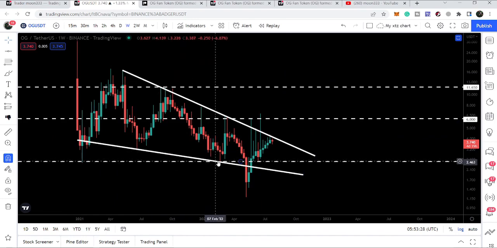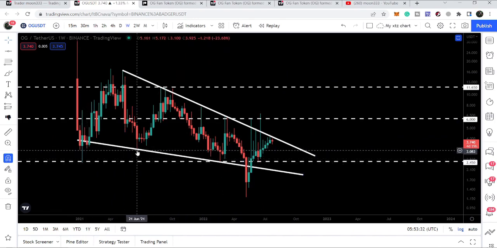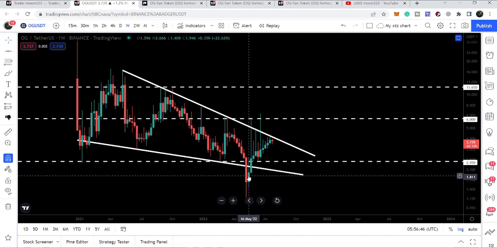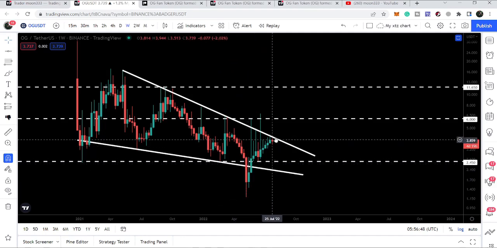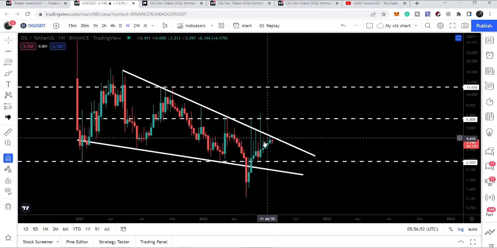And you can see that we have several touch points at the support, like here in the month of January 2021, June 2021, and in the month of Feb 2022 as well. Recently we had a fake out in the month of May 2022 and recovered very soon. And right now you can see that we have reached the resistance of this very big falling wedge pattern.